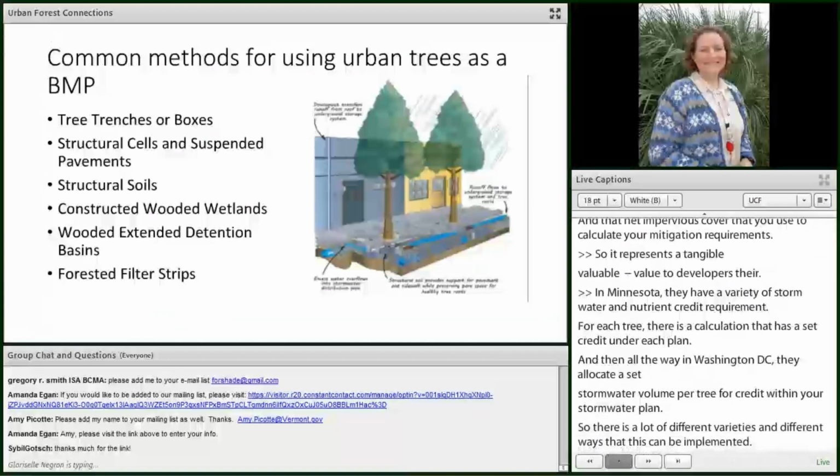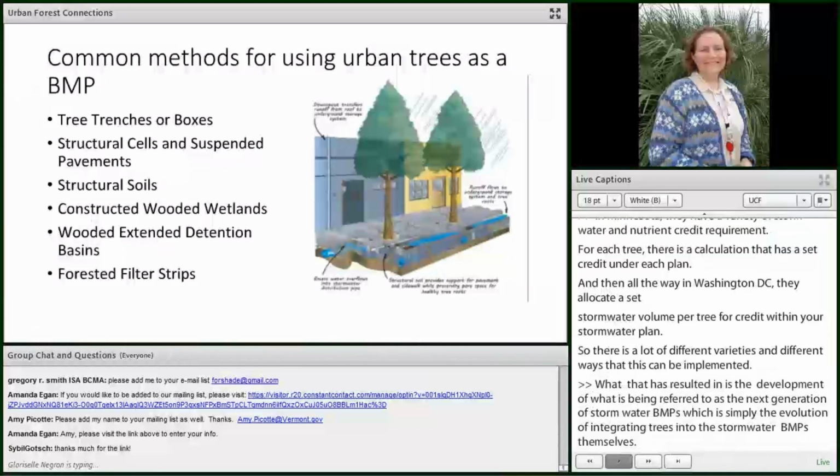What that's resulted in is the development of what's being referred to as the next generation of stormwater BMPs, which is simply the evolution of integrating trees into the stormwater BMPs themselves. This has resulted from engineers and other designers playing the numbers and wanting to get the most amount of benefit and the most credit for the least cost.